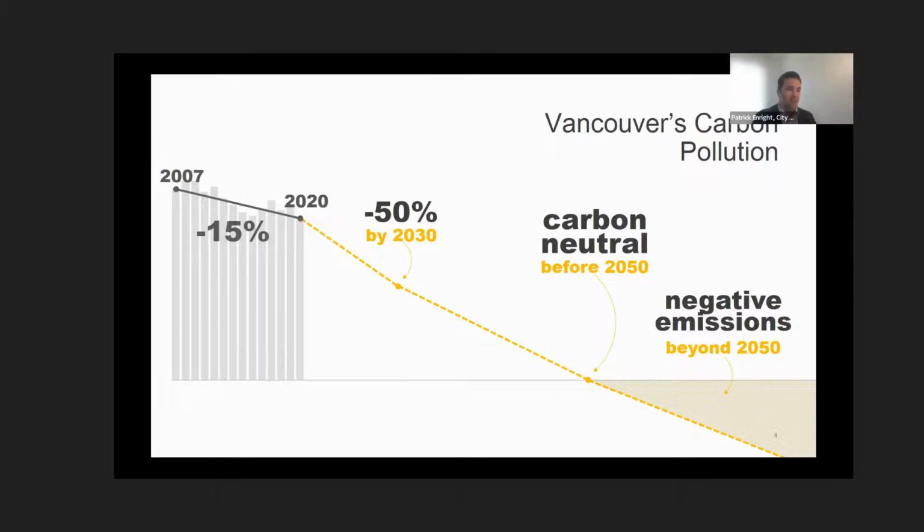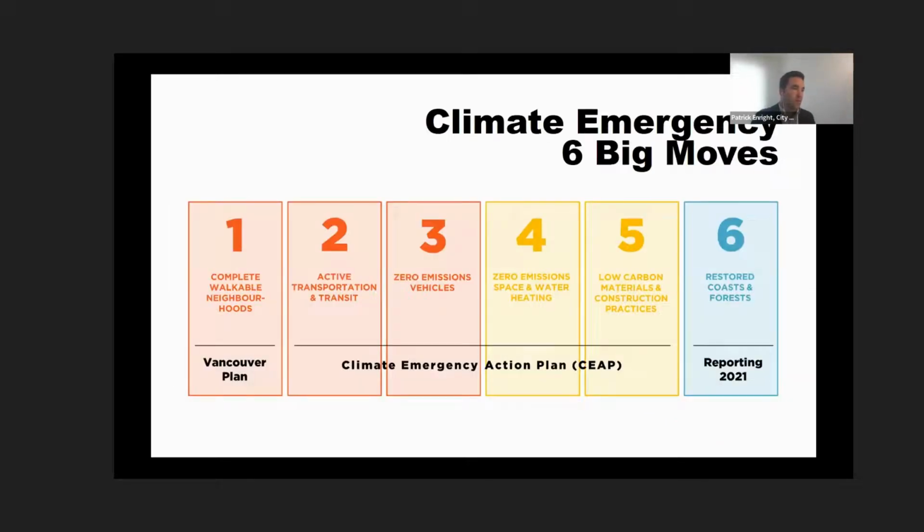All of this has fed into our climate emergency action plan, which has 6 big moves. I'll be especially focusing on Big Move 5, which is our target to reduce embodied carbon, as in the carbon from materials and construction practices, by 40% by 2030.